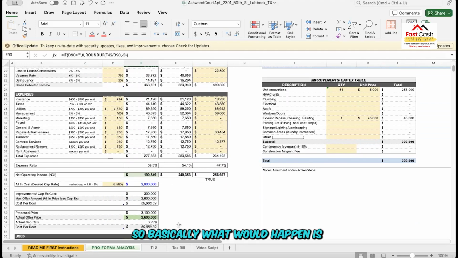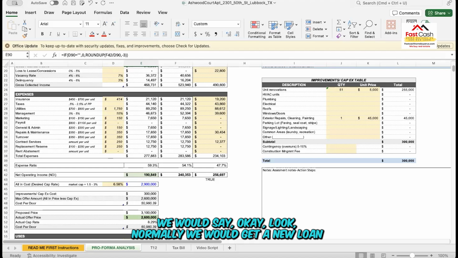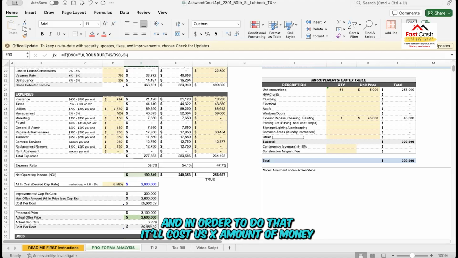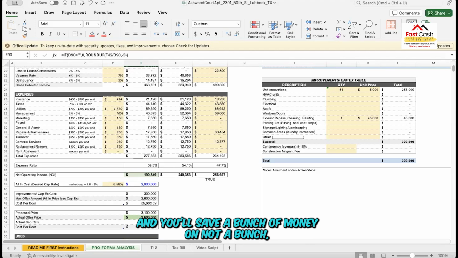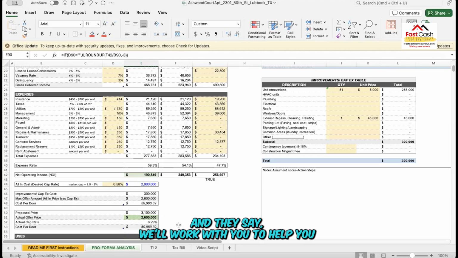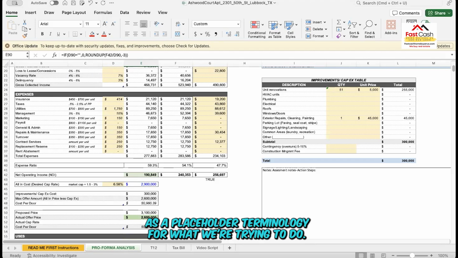So basically, what would happen is we would say, okay, look, normally we would get a new loan, and in order to do that, it'll cost us X amount of money. And you'll save some money on the closing costs. And if we've agreed to, let's say, 2.6 million with the seller, and they say we'll work with you to help you assume the loan, or it's not a true loan assumption, let's just use that as a placeholder terminology for what we're trying to do.